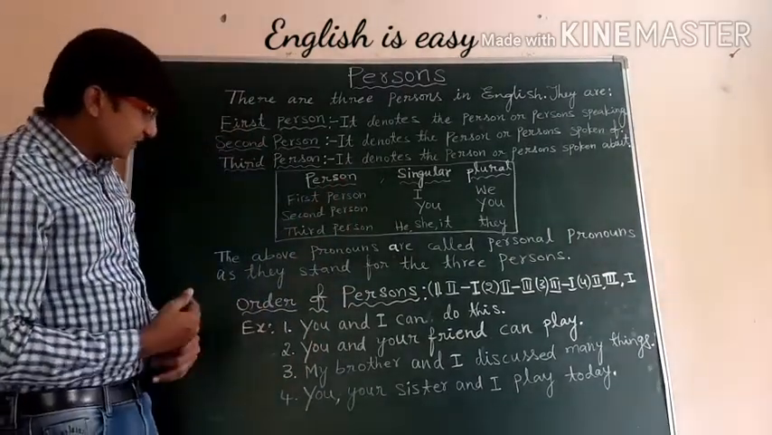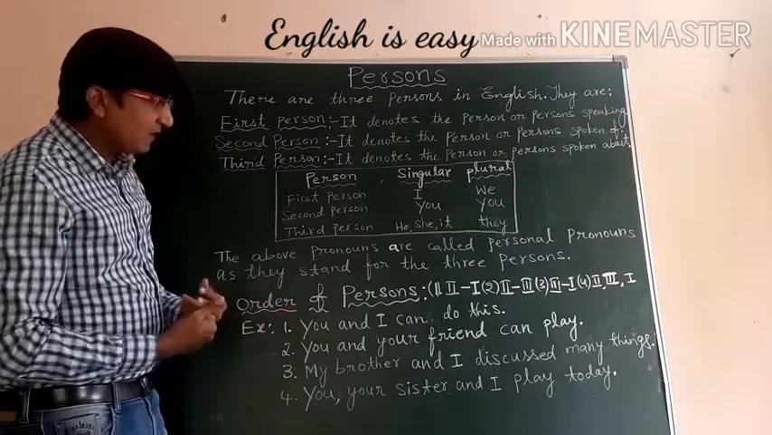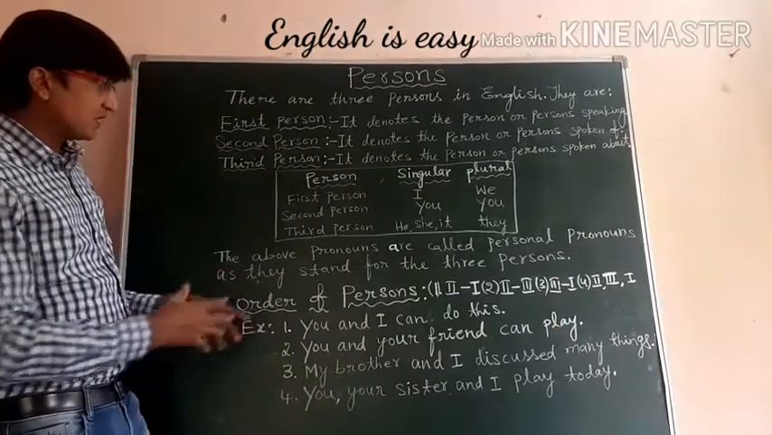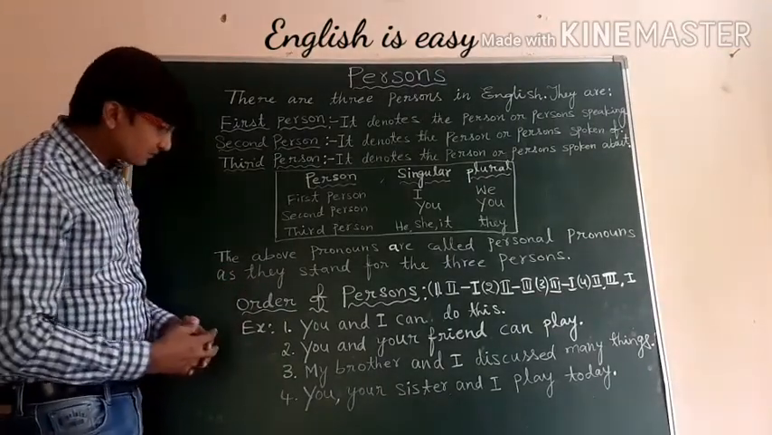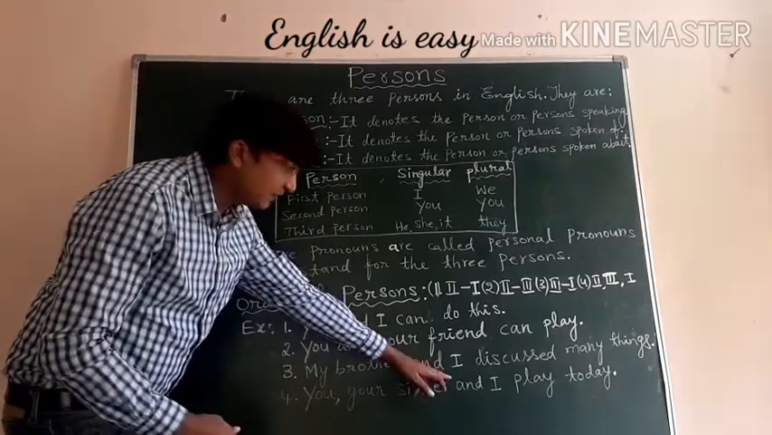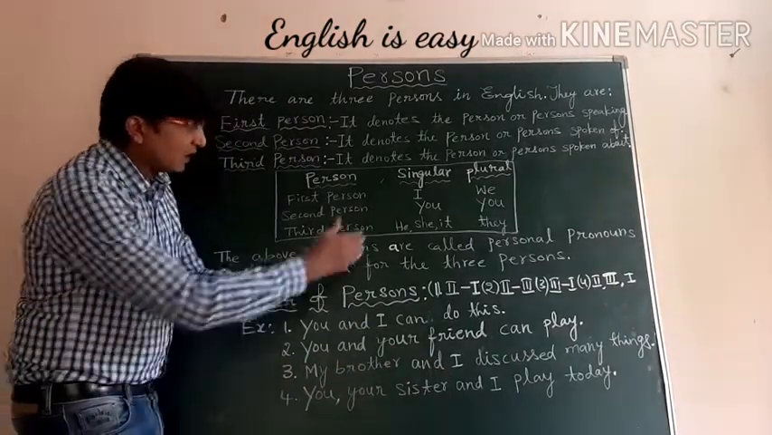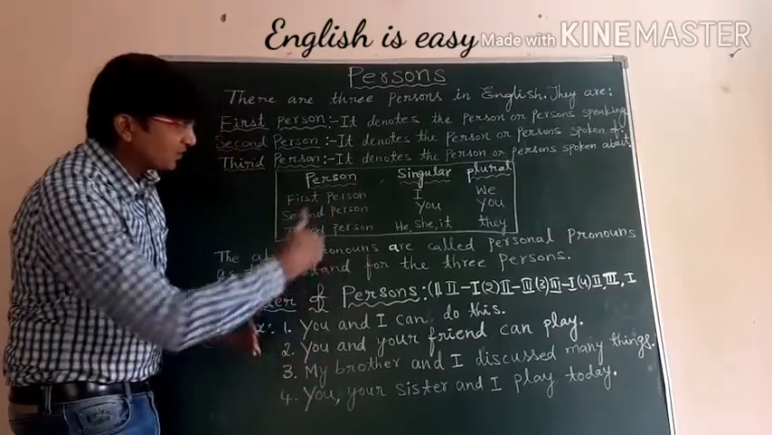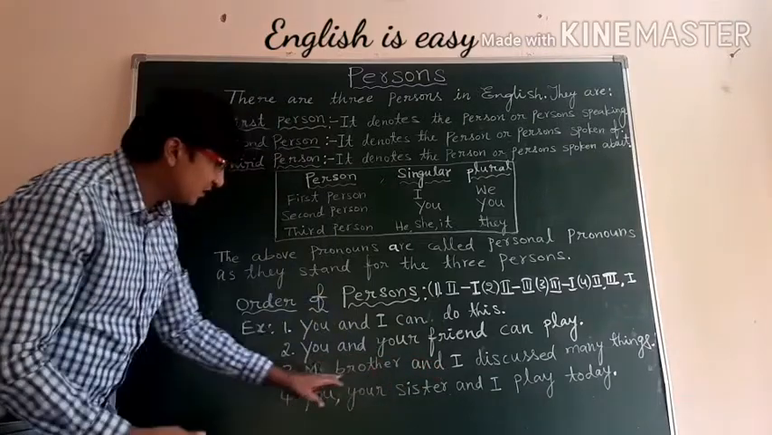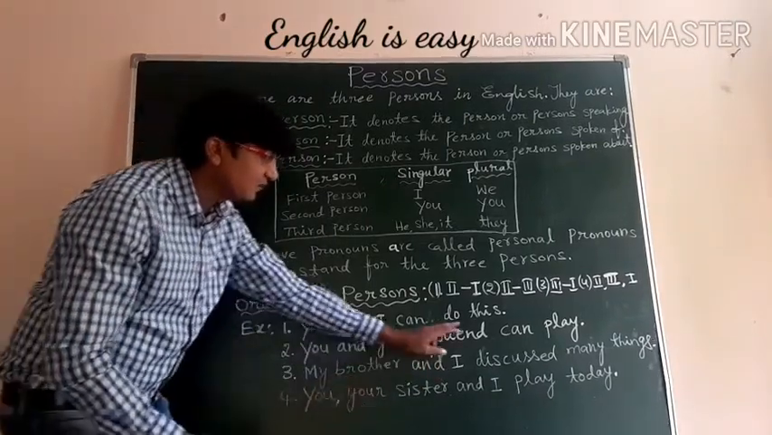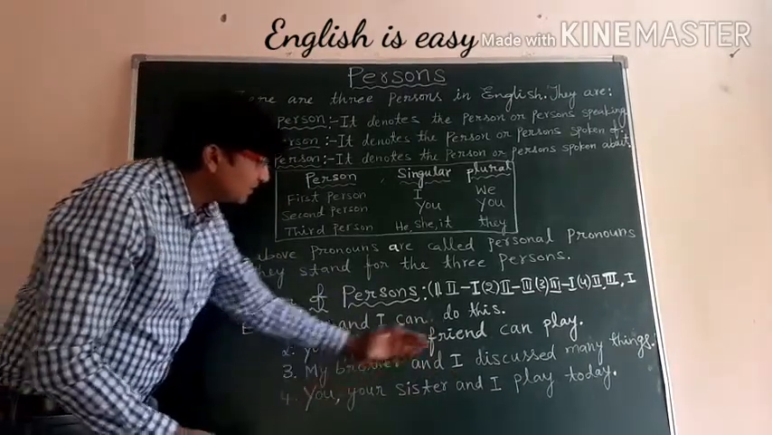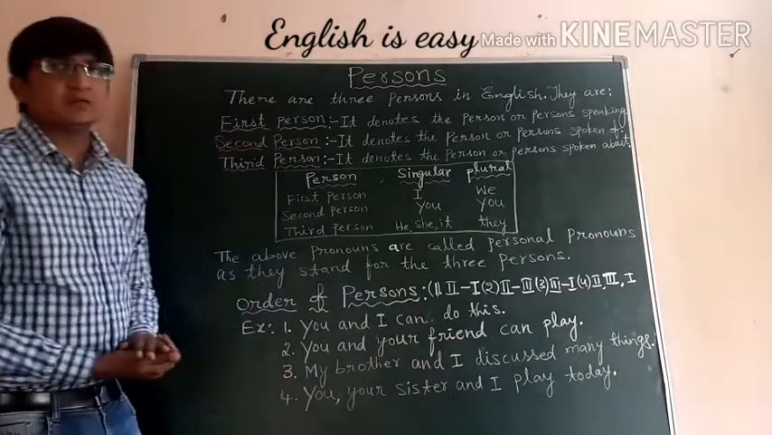And if we see the third sentence, "my brother and I discussed many things". Here the two persons given are "my brother", third person, and "I", first person. So as we have learnt about this order of persons, if we have the third person and the first person, first we will write the third person and then the first person. But we should not write "I and my brother discussed many things".